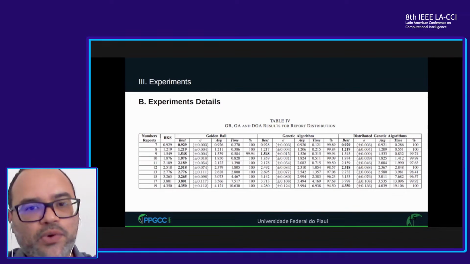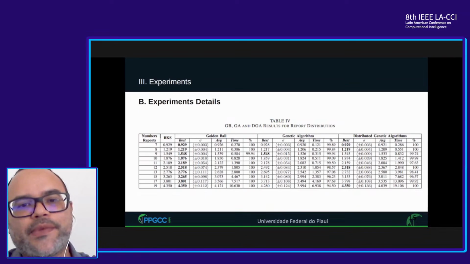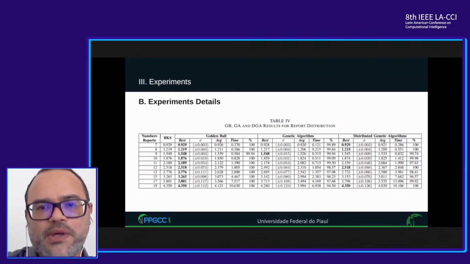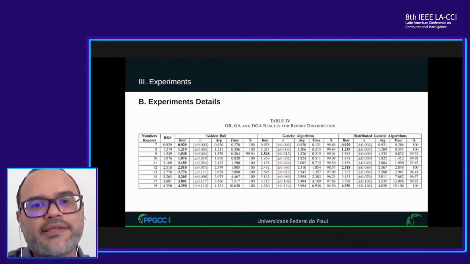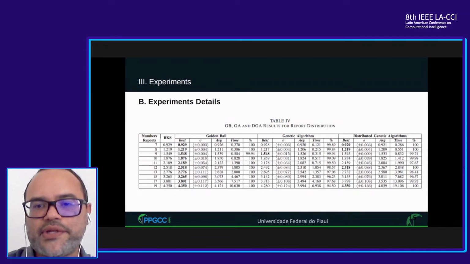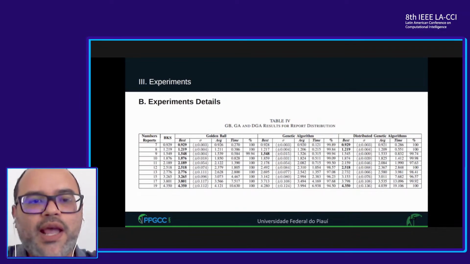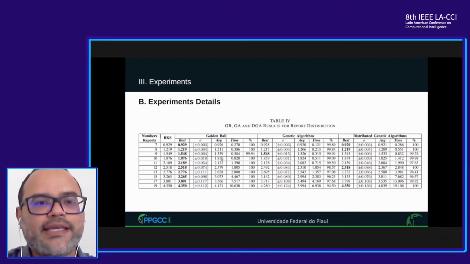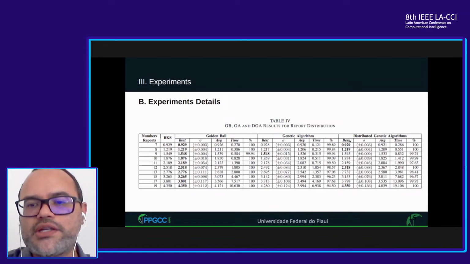On the next move, we compare Godeball with two genetic algorithms. Why these algorithms? Because Godeball uses concepts of football, but it's based on those algorithms. So we compare Godeball with the genetic algorithm and the distributed genetic algorithm. In this table, we can see a column called best known value, and the best value found when we run Godeball, the genetic algorithm and the distributed genetic algorithm.